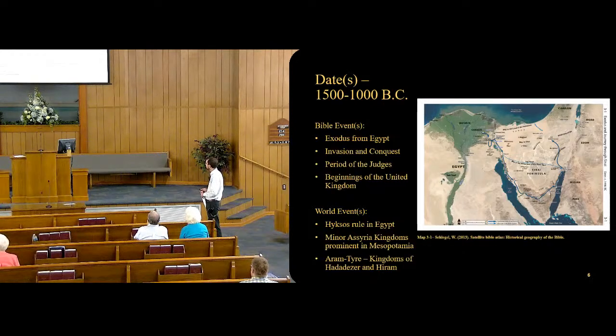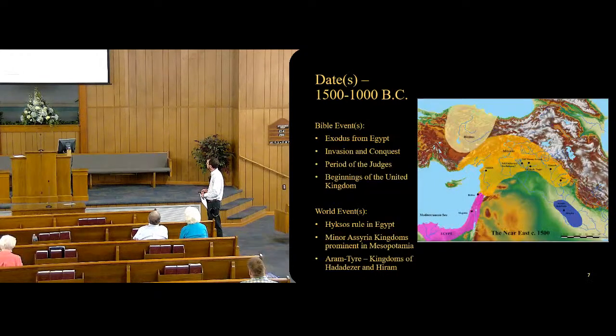So you've got the Hyksos present in Egypt. You've got minor Assyrian kingdoms that are prominent over in Mesopotamia that will become much more prominent in the next couple of classes. And then some other names that you'll see in the Bible as well, Tyre, Hiram, names that you'll recognize. And same text on this slide, but just another image for the general region.